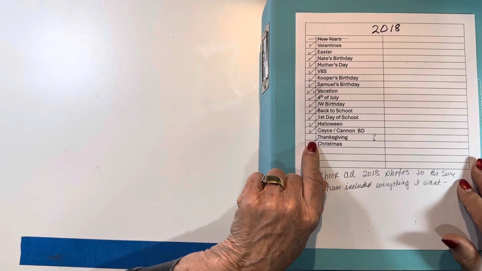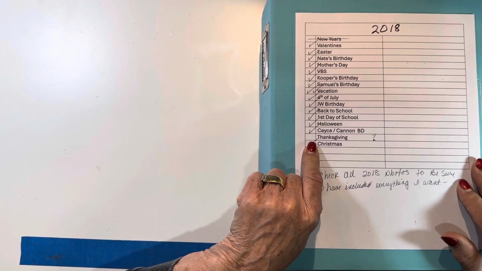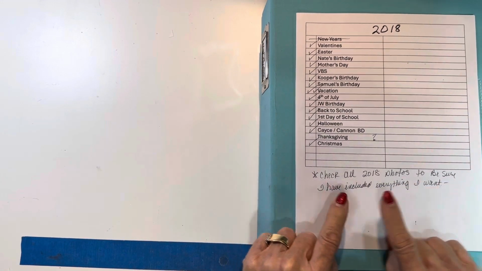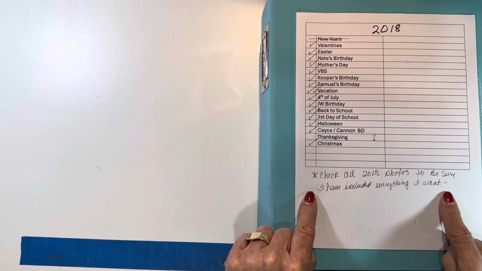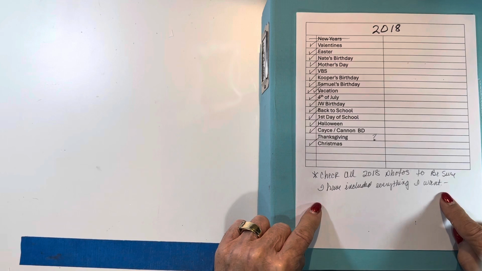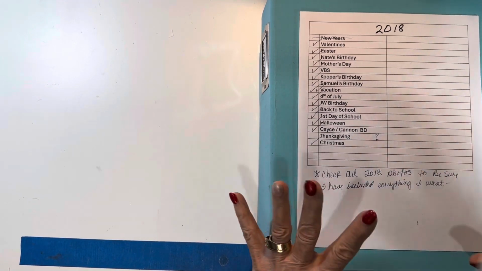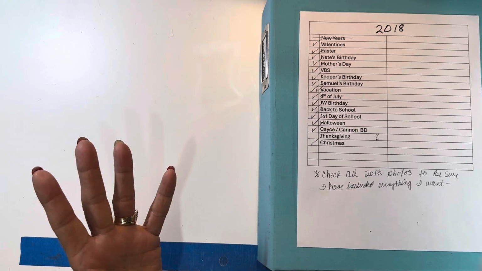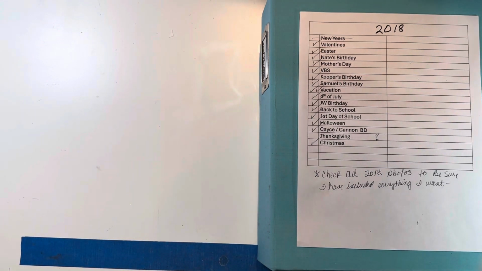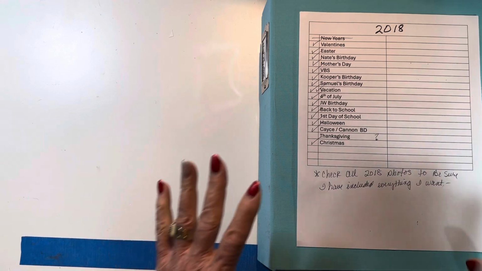We may not even have Thanksgiving pictures from that year. Then I need to go through my phone. I need to go through my photo file that I have filed by year and see if there's anything else that I want to add to this. And then I'm done with 2018. I hope that that little organization tip may have helped you. It helps me get my albums finished.